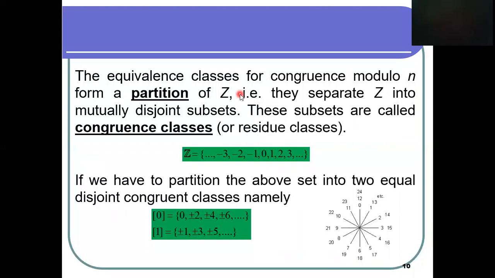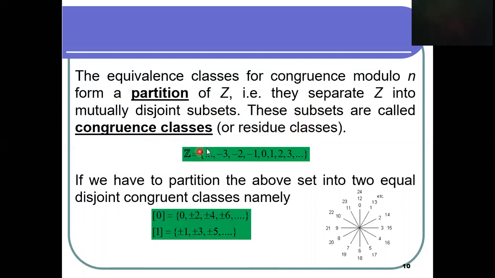Okay, dear student, the equivalence classes for congruence modulo n form a partition of the set Z, the set of integers. That is, they separate Z into mutually disjoint subsets. These subsets are called congruence classes or residue classes.